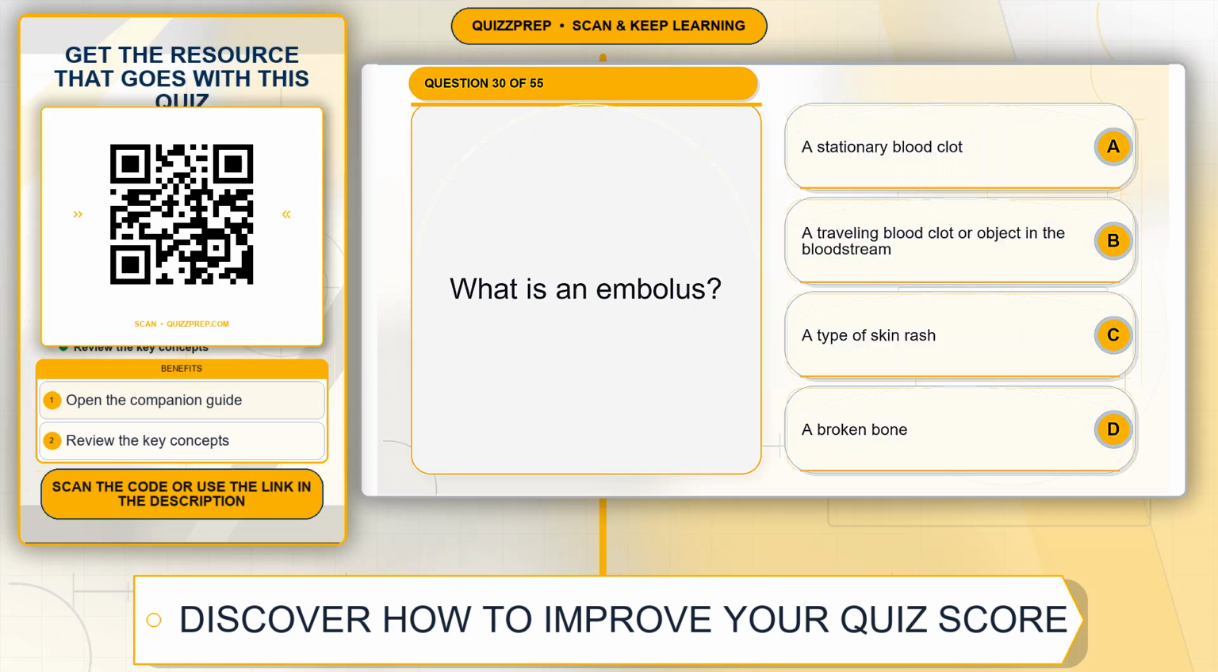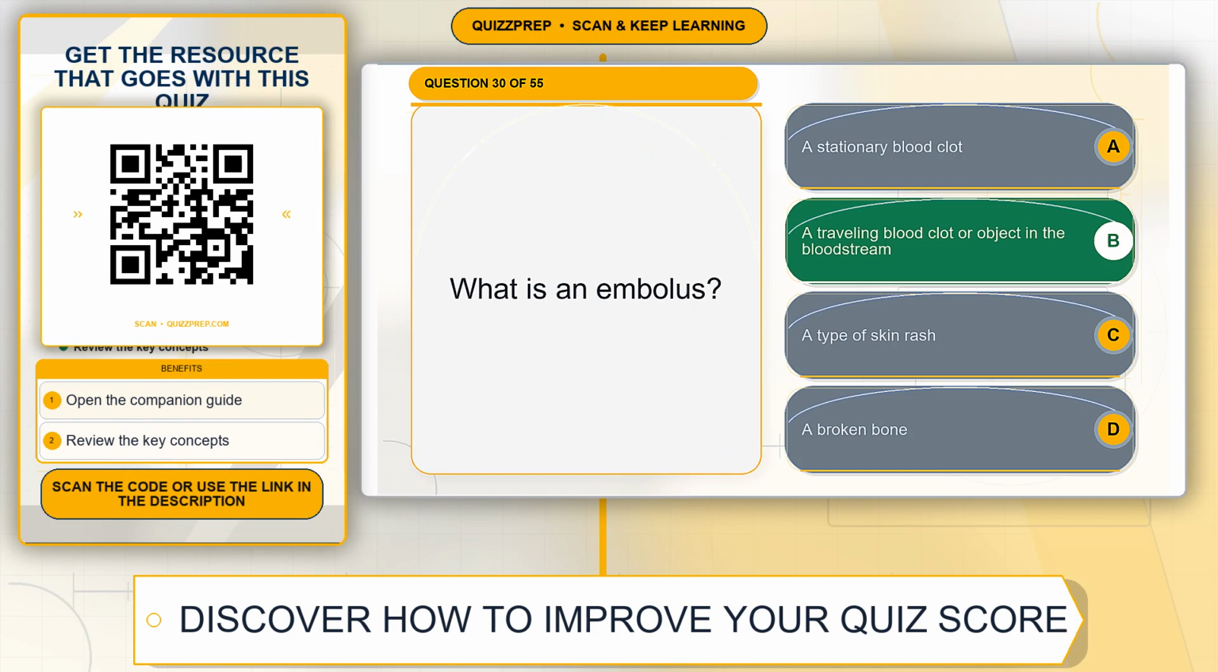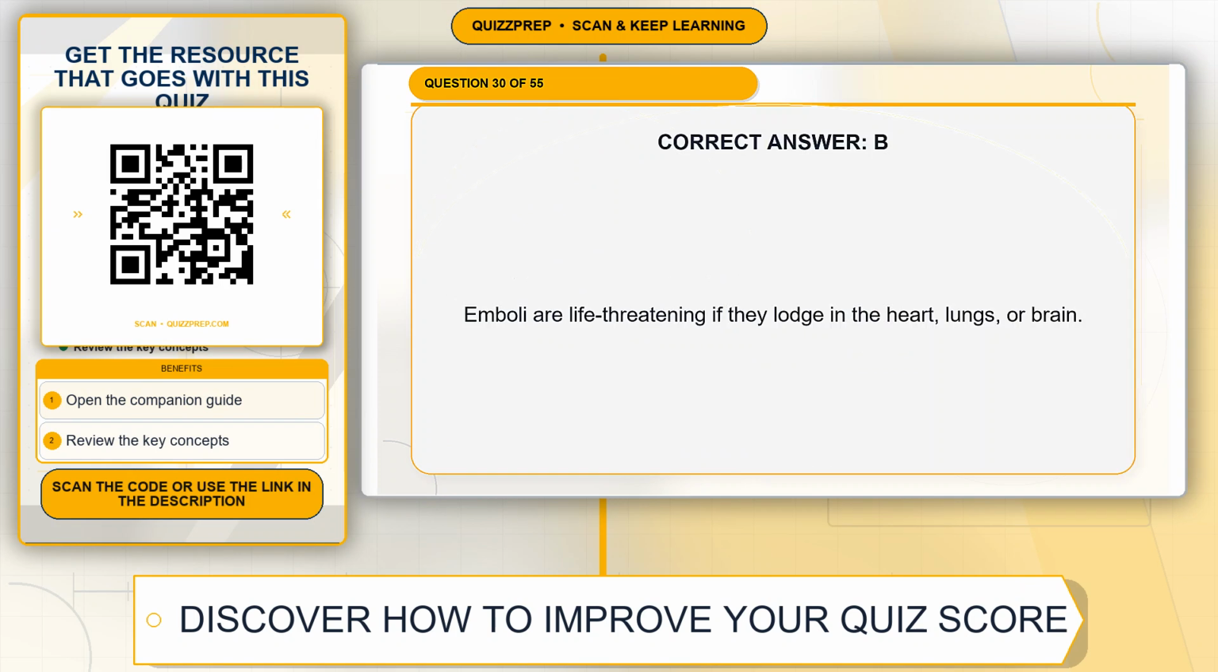Question 30. What is an embolus? Option A, a stationary blood clot. Option B, a traveling blood clot or object in the bloodstream. Option C, a type of skin rash. Option D, a broken bone. The correct answer is option B, a traveling blood clot or object in the bloodstream. Explanation. Emboli are life-threatening if they lodge in the heart, lungs, or brain.